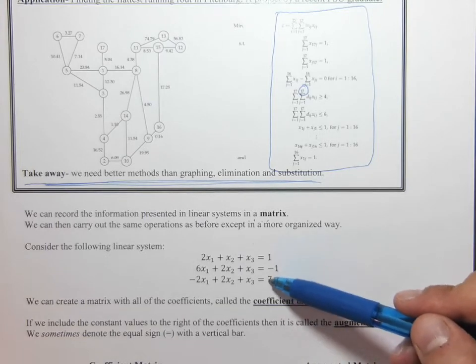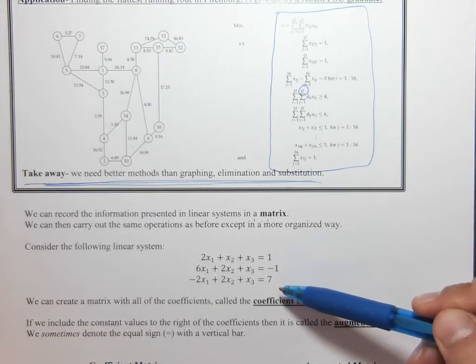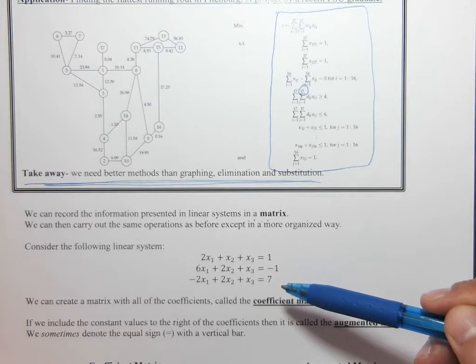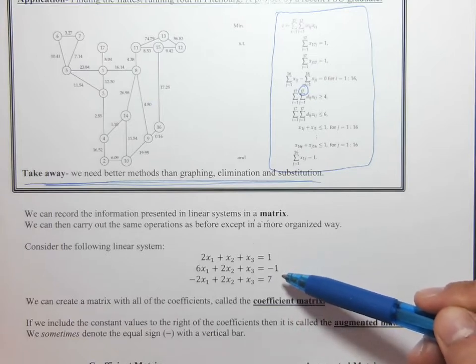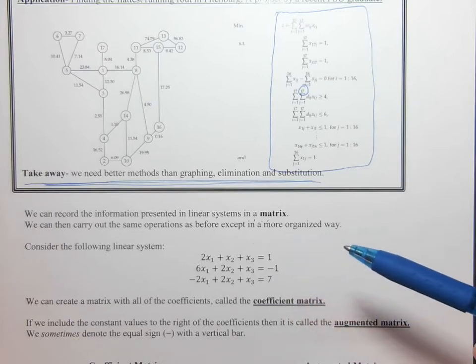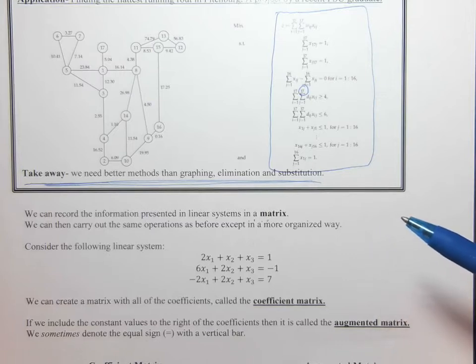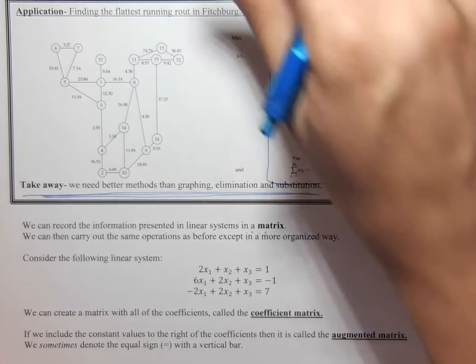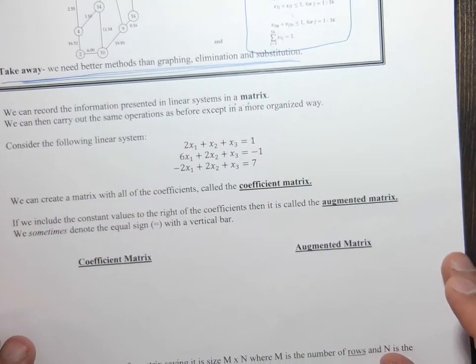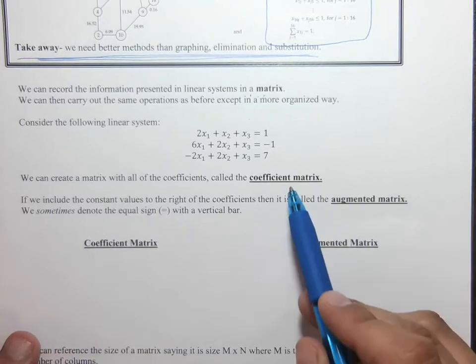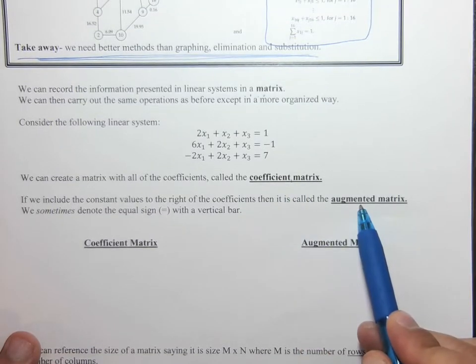So here's a linear system that we're going to be messing around with. You can see it's a system of 3 equations and 3 unknowns, x1, x2, x3, and there are 3 lines. Now, what we can do is turn this into a matrix. There are a couple different kinds of matrices that we might be seeing in this course. One of them is the coefficient matrix, and one of them is the augmented matrix.